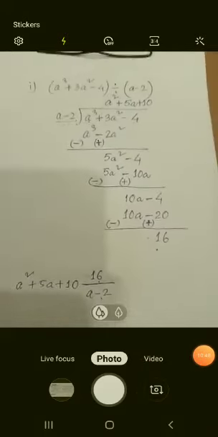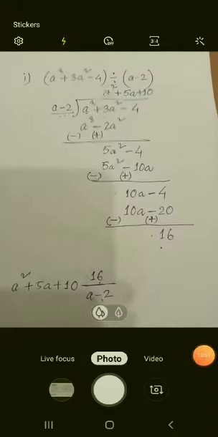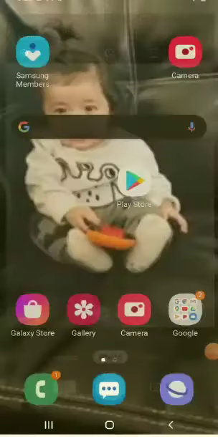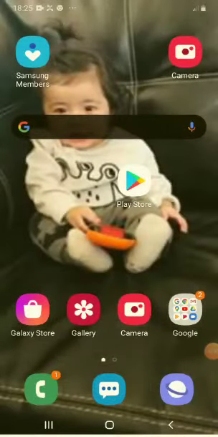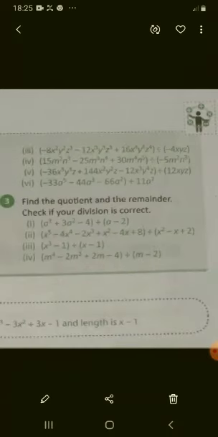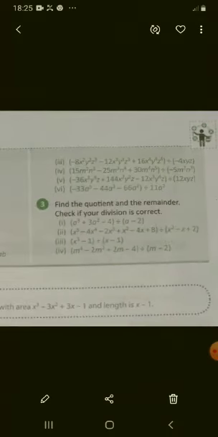I hope all of you understand this question and these solutions. Now see questions number 2, 3 and 4 also there. These three questions try to solve yourself.